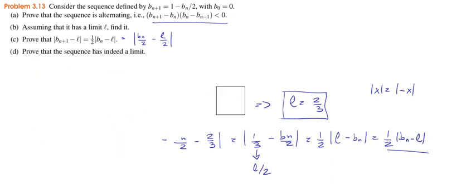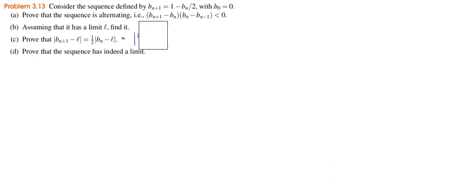Okay, so then let's go to the final one. So we have proven that the absolute value of b sub n plus 1 minus L is equal to 1/2 the difference between the previous term in the sequence and the limit. The last question is to prove that the sequence has indeed a limit. So what I'm going to argue is that the limit of this difference is going to be 0. Okay. So let's see.